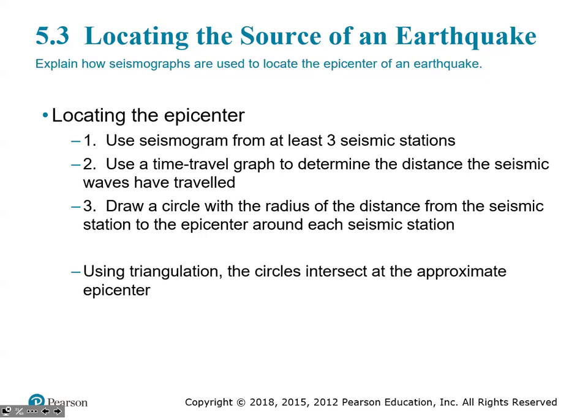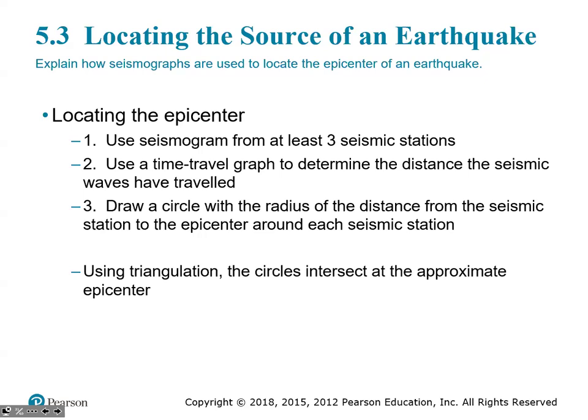Now that you know the distance from each of your 3 seismic stations, you can draw a circle from each with the radius of the distance from each seismic station to the earthquake, and where those 3 circles intersect will be the epicenter of your earthquake. So this is called triangulation. The circles will intersect at the approximate epicenter.